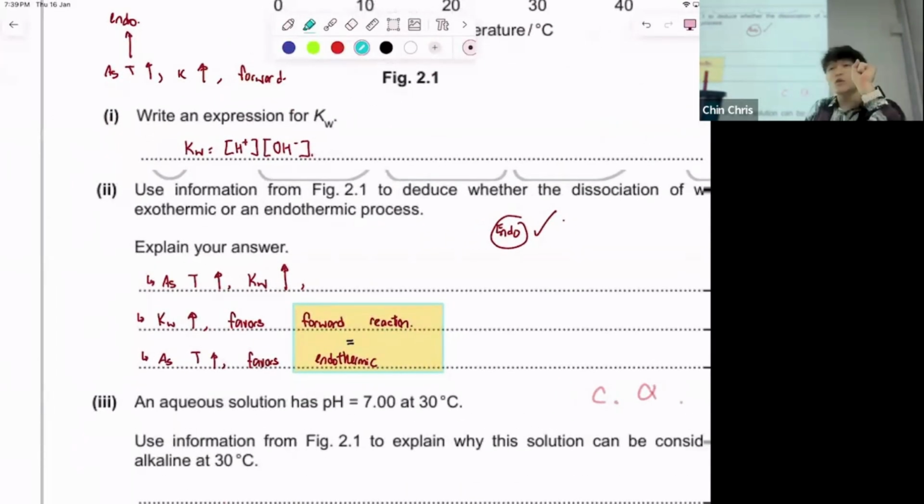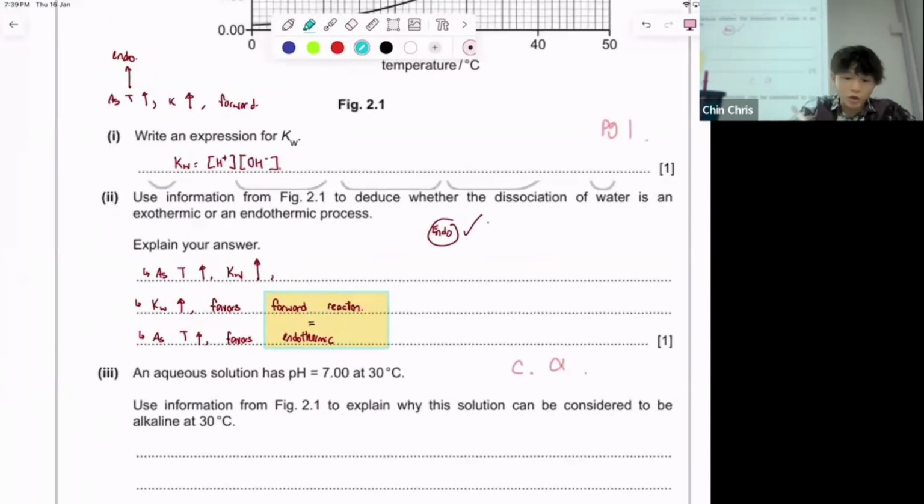Okay, last question. Let's go. An aqueous solution has pH 7 at 30 degrees. Use your information to explain why this solution can be considered alkaline at 30 degrees.